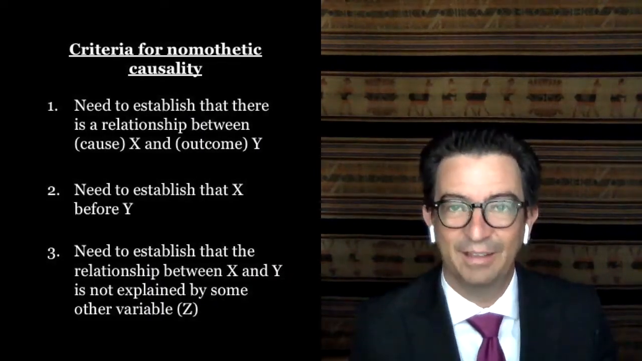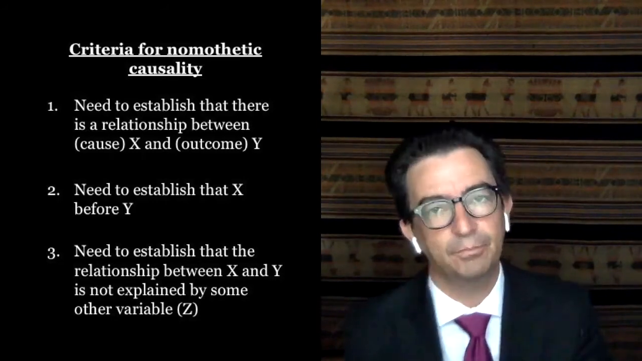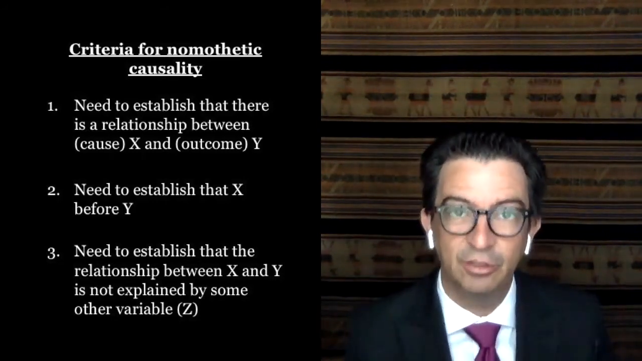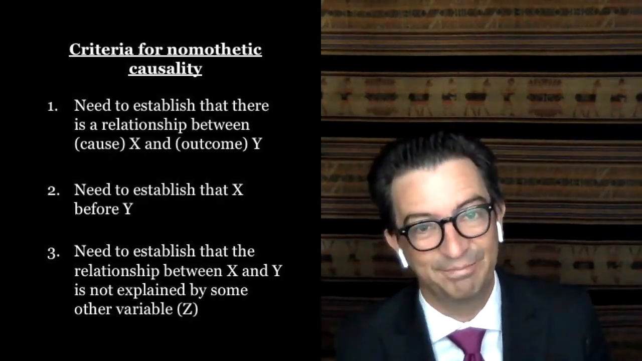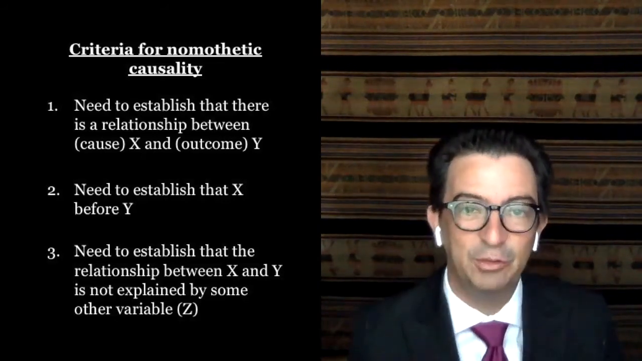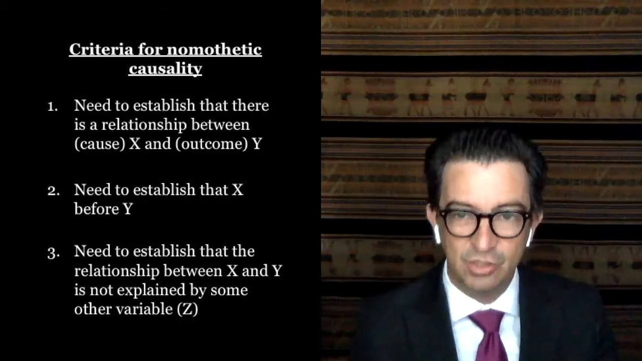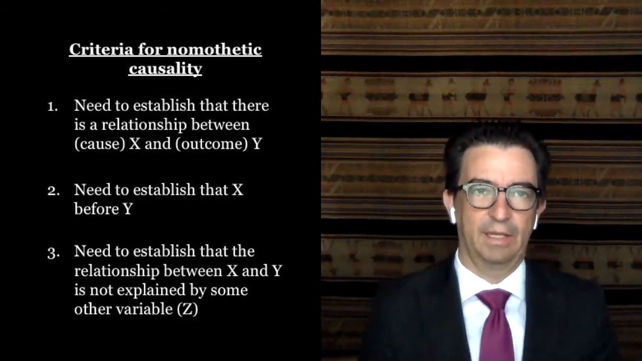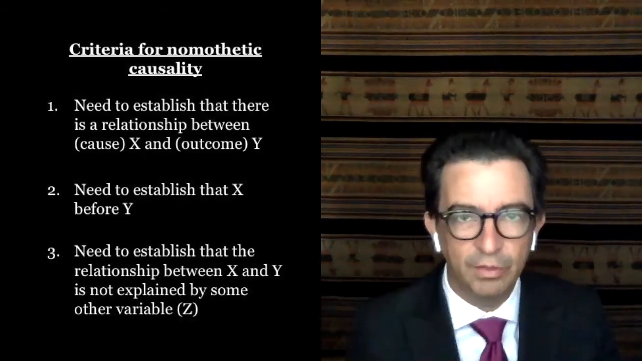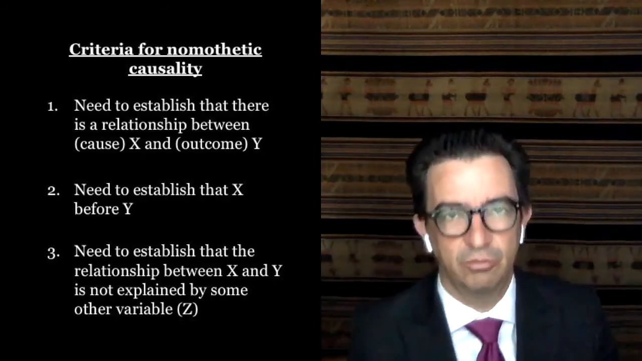We said that under the criteria for nomothetic causality, to say that some variable X caused some outcome Y, we need to establish that there is a relationship between variable X and outcome Y, right? We also need to establish that if X caused Y, then X had to be there before Y, right? And third, we need to establish that this relationship between X and Y is not explained by some third variable that is associated with both X and Y and explaining this association.